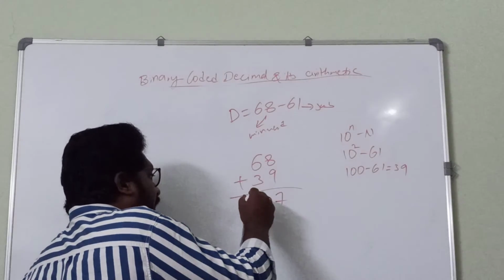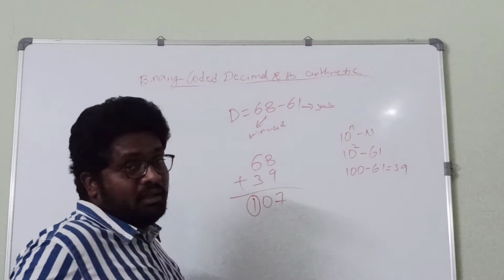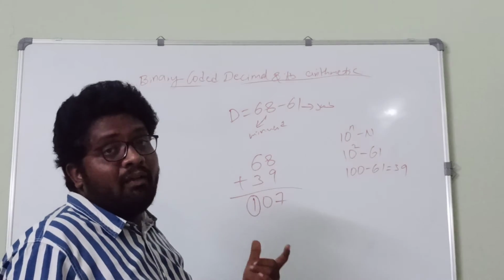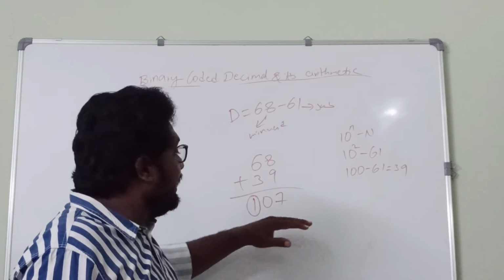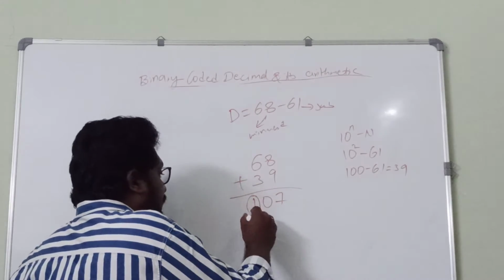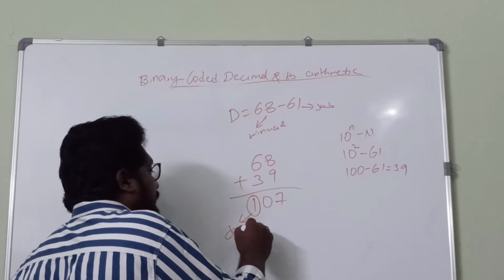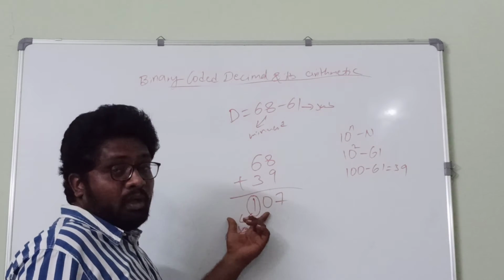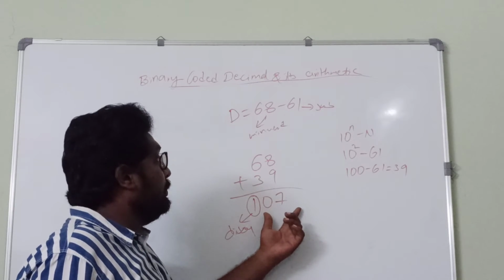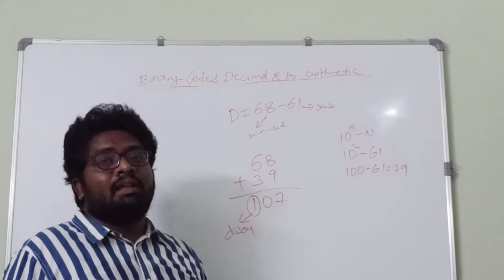So here, in tens complement representation, if we are getting an end carry, we need to discard that end carry and the remaining bits will become the final result, right? So here we are discarding this 1 and our result is 07. This is how we need to perform the BCD subtraction.